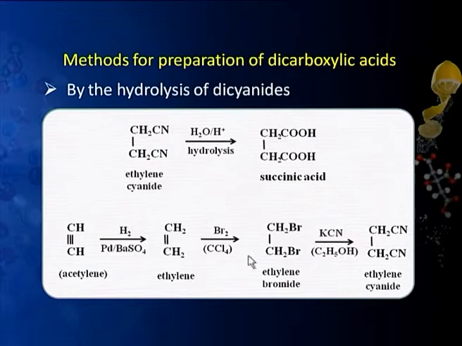This on treatment with KCN, we get ethylene cyanide or dicyanoethane, and then it can be hydrolyzed to give succinic acid. This method has the utility of increasing the chain length also. We are starting from a 2 carbon molecule and ultimately we are reaching a 4 carbon molecule.